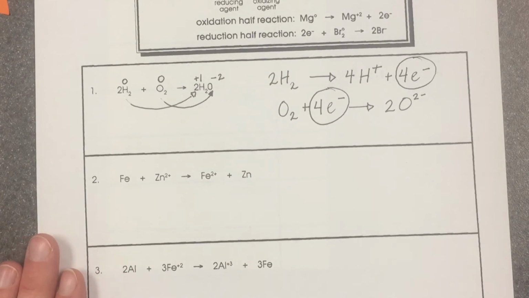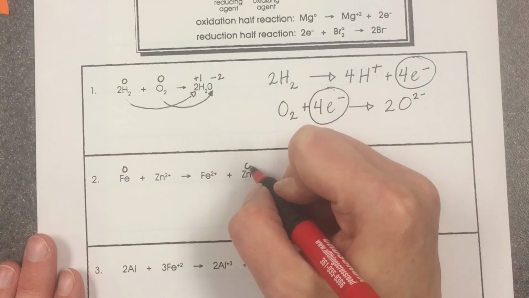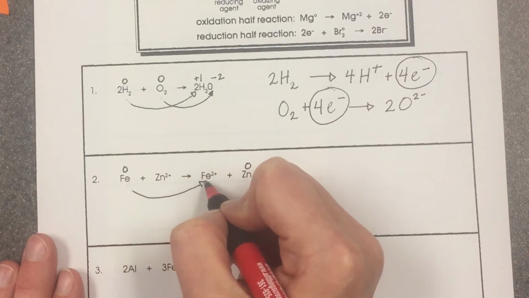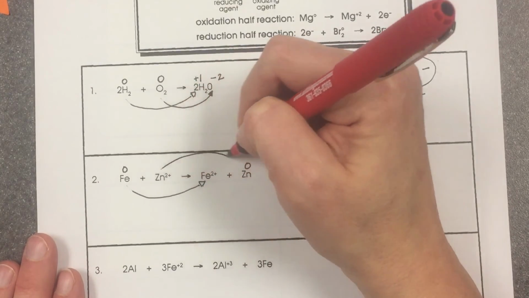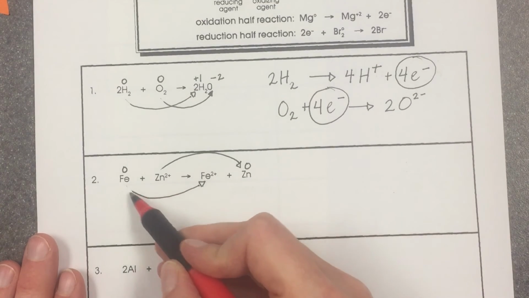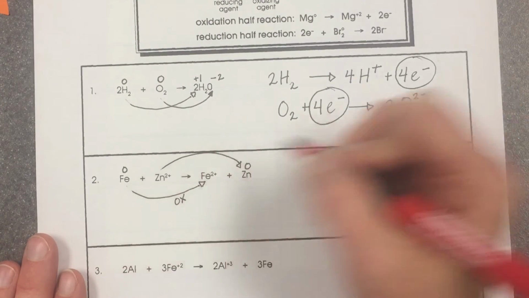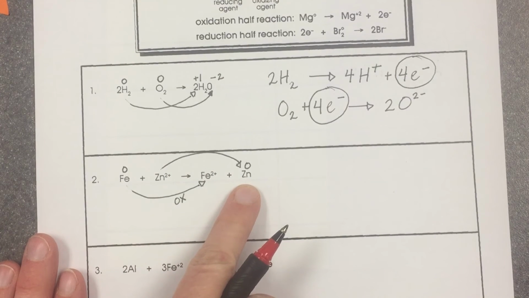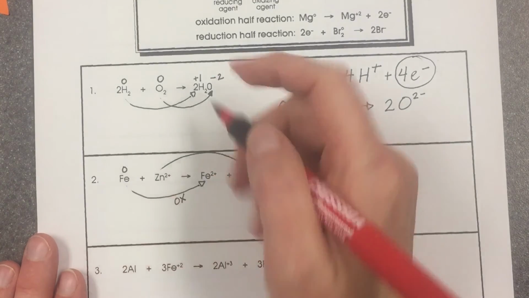So looking at number 2, the charges are already done for me. The elements that are by themselves get an oxidation number of 0, but that iron is going to become a +2 ion, and the zinc is going from a +2 ion to a neutral atom. So let me think about it for a second. Iron's going from 0 to +2, it's losing 2 electrons. So this is the oxidation part of my reaction. And if zinc is going from a positive charge to a 0 oxidation number, it's actually moving backwards on the number line, so it is reduced.